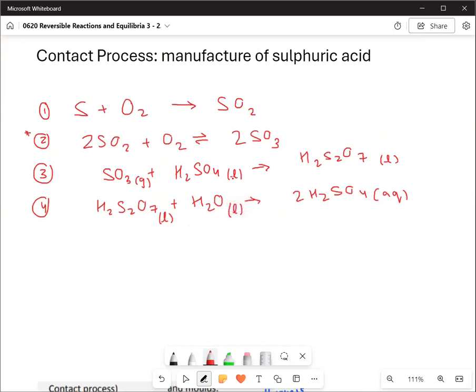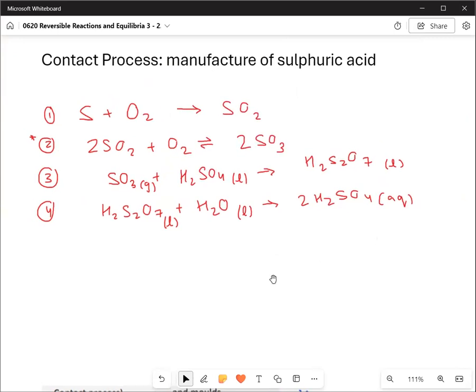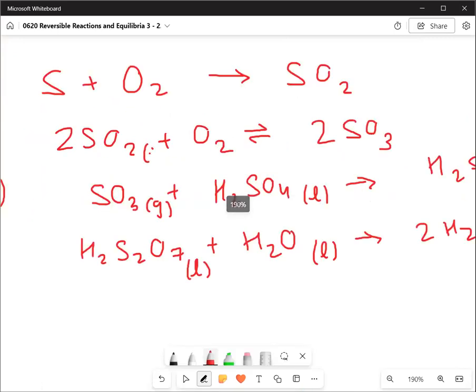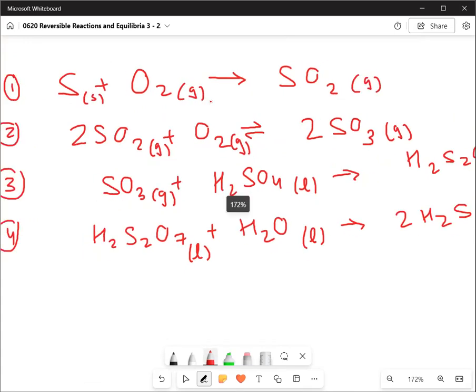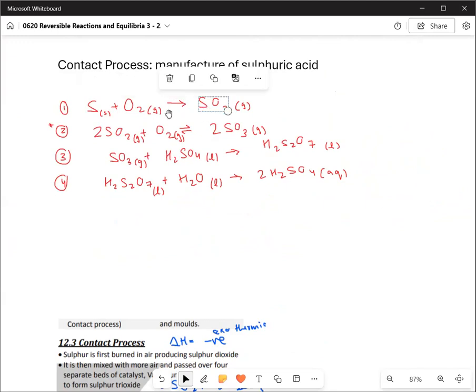Liquids are those which are not dissolved in water, right? And then once you dissolve it in water, you get aqueous. This is gas: sulfur dioxide and oxygen, and then you get sulfur trioxide. Sulfur is solid, then gas, and then sulfur dioxide. Okay, so you have 4 reactions. Write them down, and then I'll explain each of them to you as well.